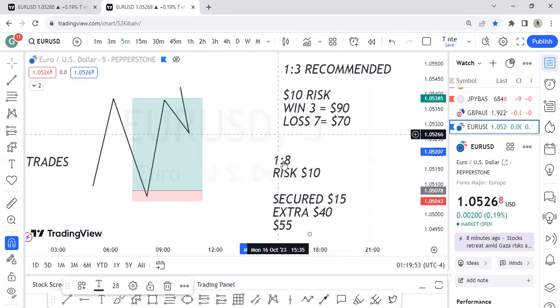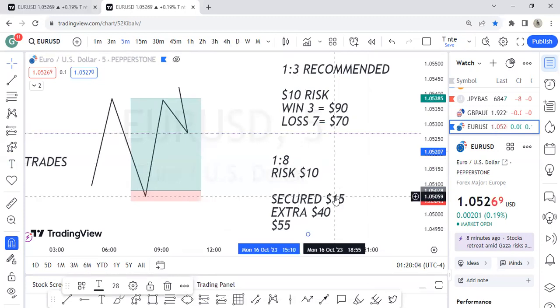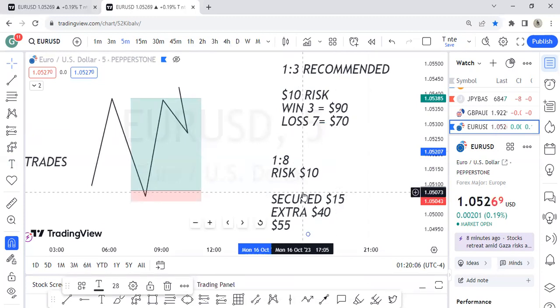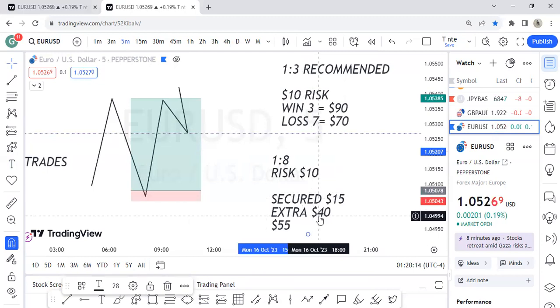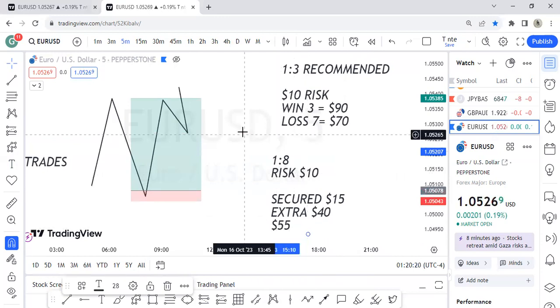This happened by taking partial. You are targeting 1 is to 8, but you risk $10. So instead of holding for the full $80, because the market can reverse on you, you just took half at 1 to 3. At 1 to 3, you took 50% and secured $15 out of $30, and then you held to the end. So you have made $55 by risking $10, and this is 1 to 5 for you. So that is the power of taking partials.